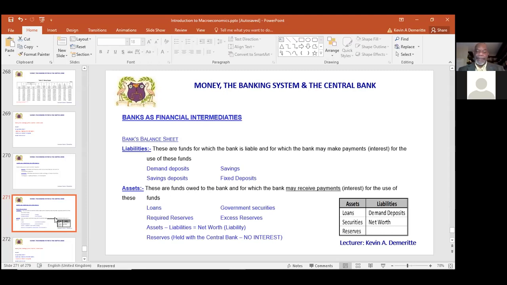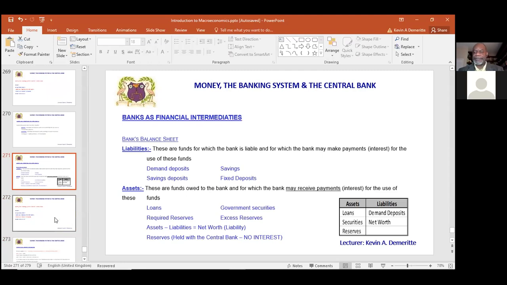So let's say the government wants to borrow $200 million for whatever budgetary purposes. The central bank acts as the debt agent for the government. So the Ministry of Finance, in this case, the minister or the financial secretary, will write to the central bank and say, okay, we want to borrow 200 million. Do what you need to do to make that happen.